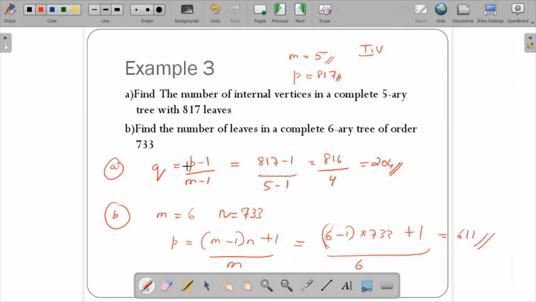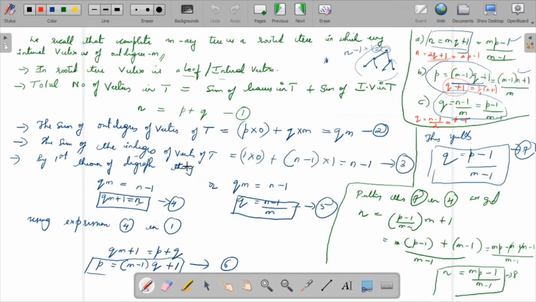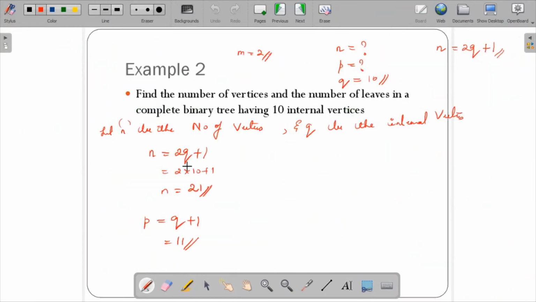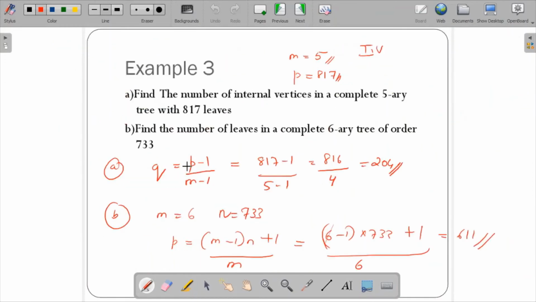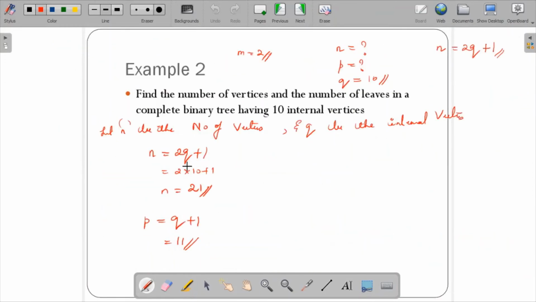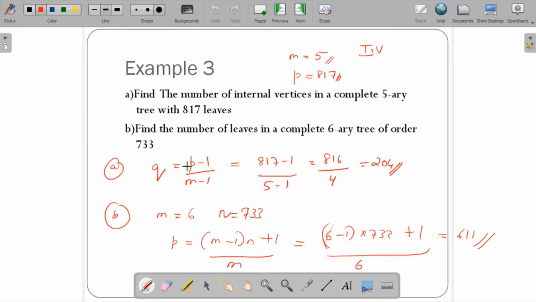So the same thing, you just have to remember the first problem's formulas. Based on that the second problem is solved, and based on that the third problem is solved. The second problem was on a complete binary tree, and the third problem is based on the m-ary tree, where for m we have more than 2 values. So this is regarding example 3.